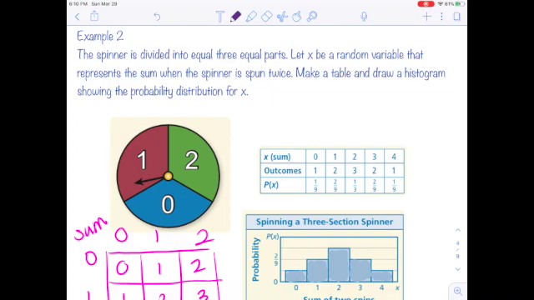In example 2, we've got a spinner that is divided into 3 equal parts. Let x be a random variable that represents, highlight this, the sum when the spinner is spun twice. Make a table and draw a histogram showing the probability distribution for x. All right, so the sum when it's spun twice.